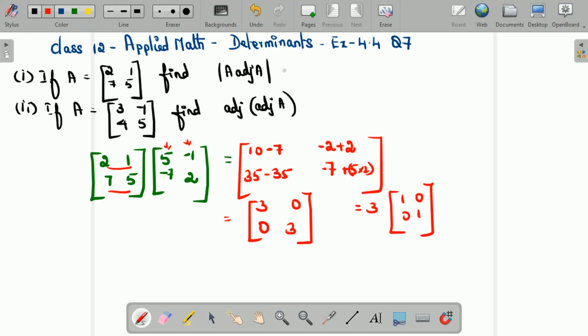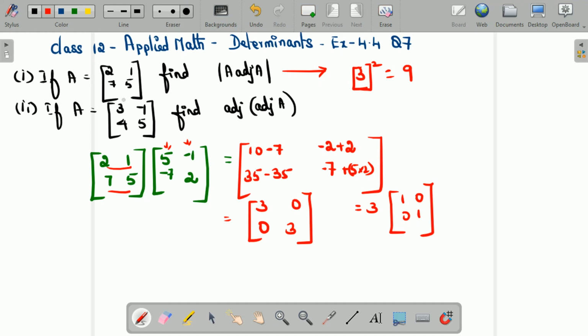Now they asked the value, what is determinant of A adjoint of A? So this is going to be 3 the whole squared, because this power or order is going to be square, into identity matrix as 1. So this is simply square of it, which is equal to 9. So the value for the first subdivision is 9. Now let's look at the second subdivision.